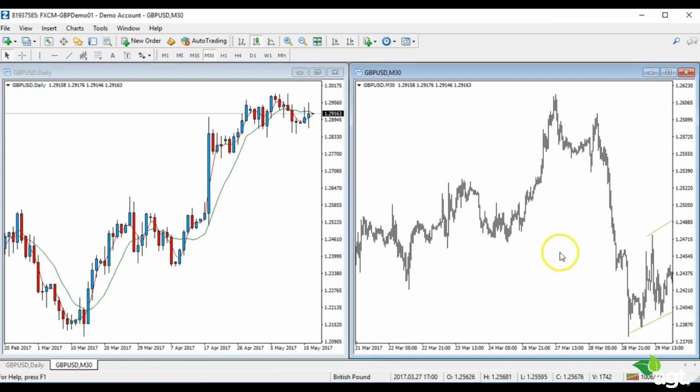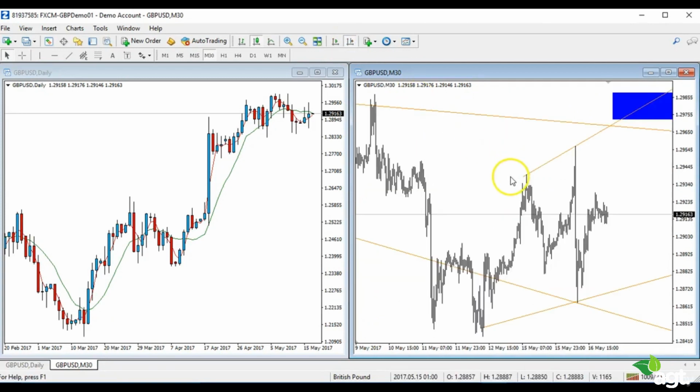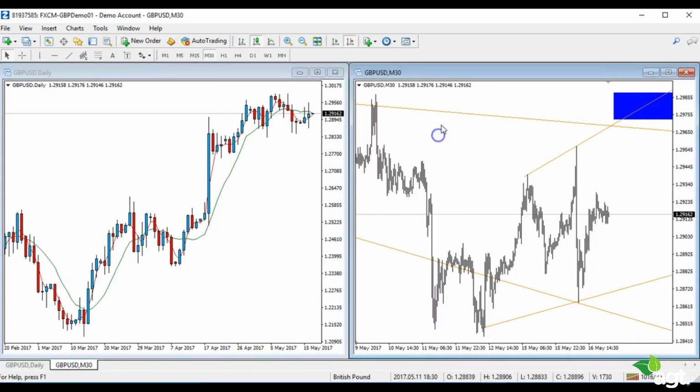So another very effective way to make money in the markets is to only trade in line with the momentum on a higher time frame. So what do I mean by that? So on the one side, on the right, you will see that there is the 30-minute time frame, and on the left you'll see that there is the daily time frame.